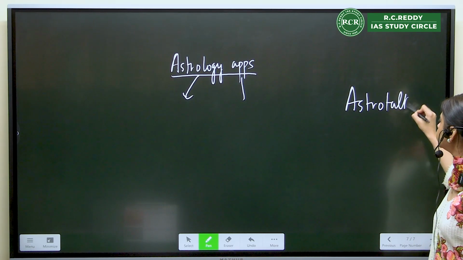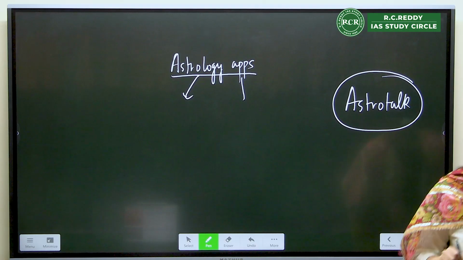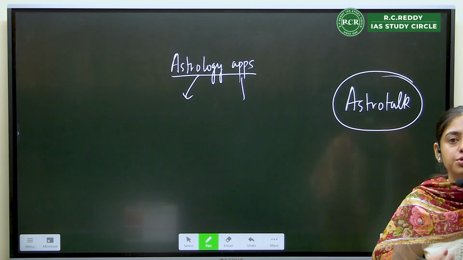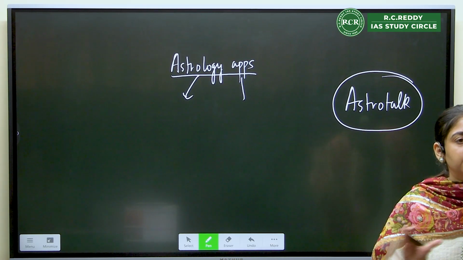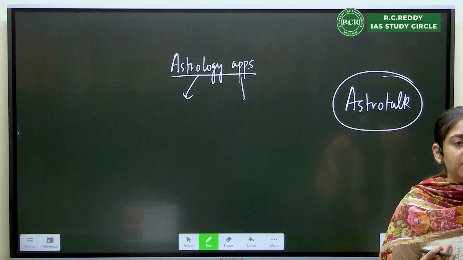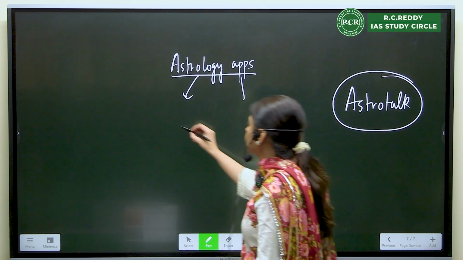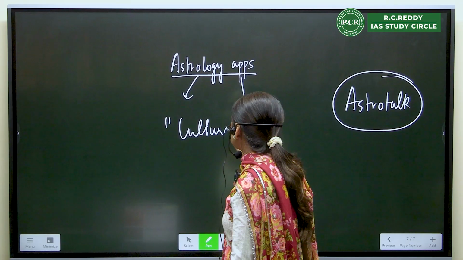It's an app. They gave them $1 billion investment because they saw that this is a huge, huge market in India. Now, this is a simple news, but what does it tell about society? It tells that there is a term which we will be doing, which is cultural lag.